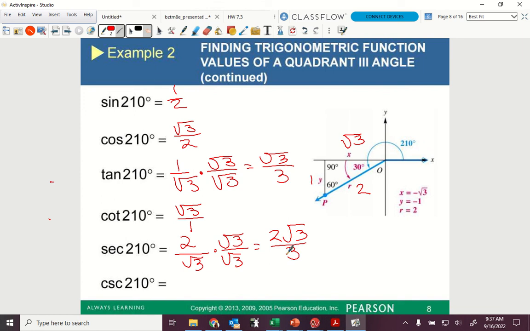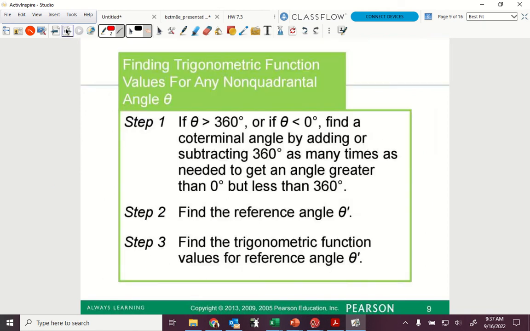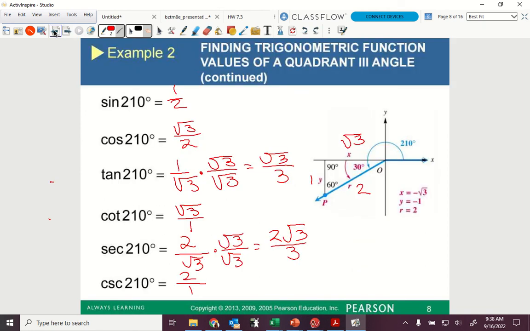And cosecant. What is cosecant? R over y. So my r value is 2, my y value is 1. Hopefully you guys find this pretty straightforward, because we keep doing the same thing over and over again: x, y, and r. So I'm going to stop right there.